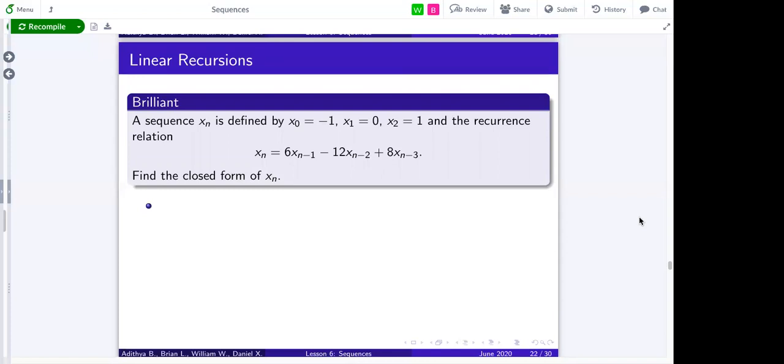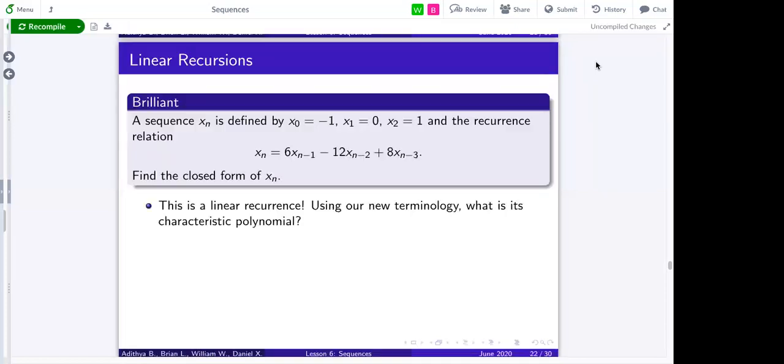So first, how do you begin going about a linear recurrence problem? Well, first we see that we want to use the characteristic polynomial that we just learned about, right? So as was just said in the chat, we have this characteristic polynomial of x cubed minus 6x squared plus 12x minus 8. That's just copying over the coefficients, essentially.